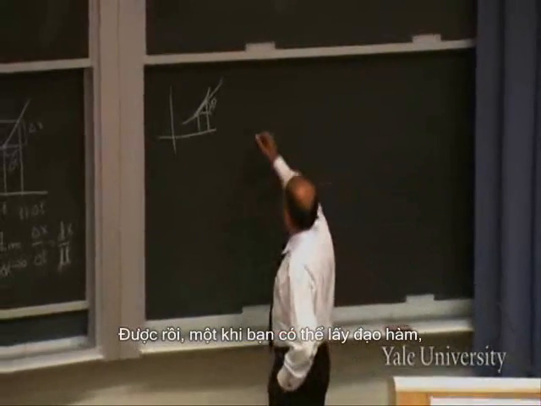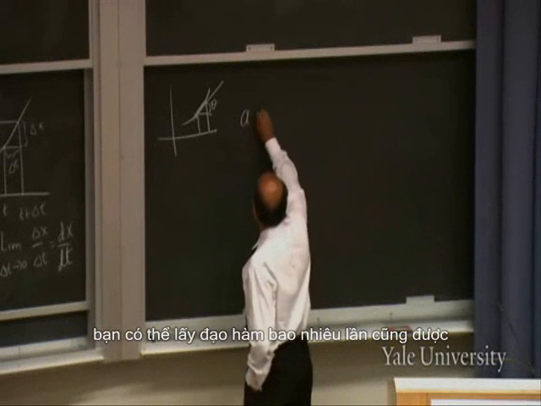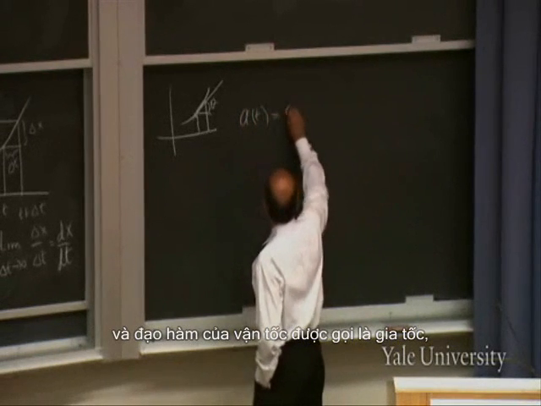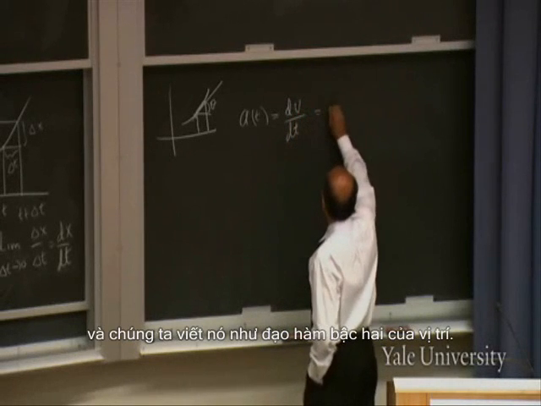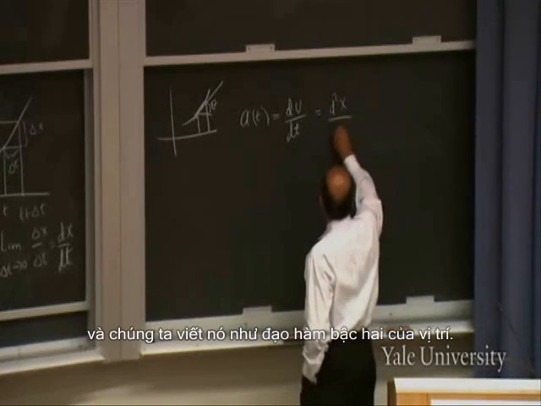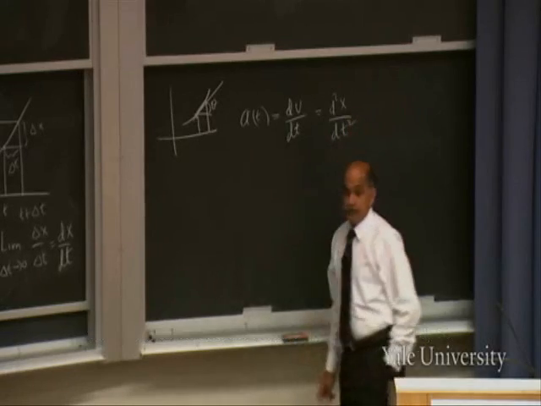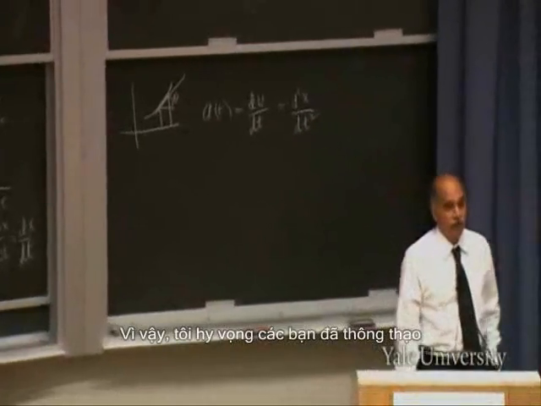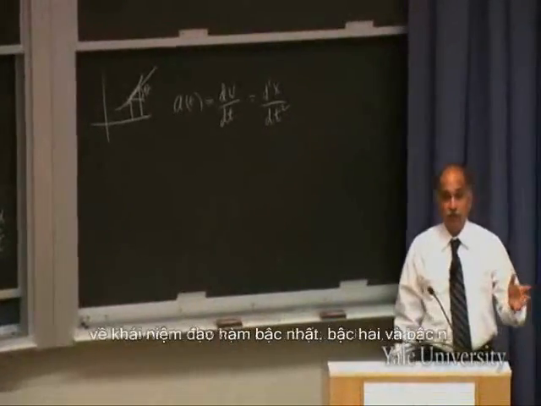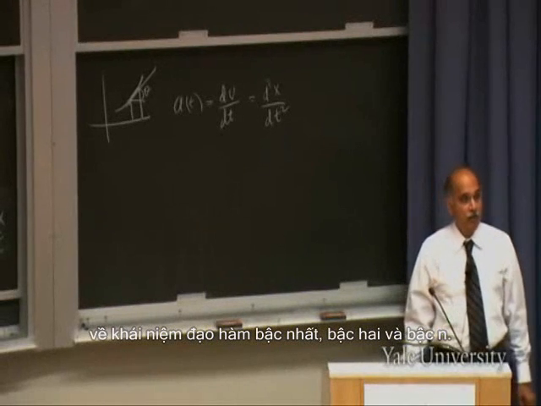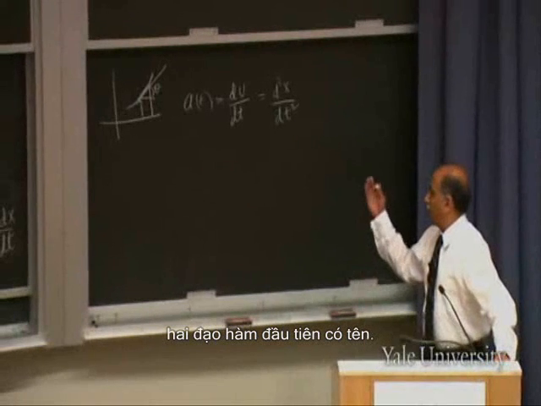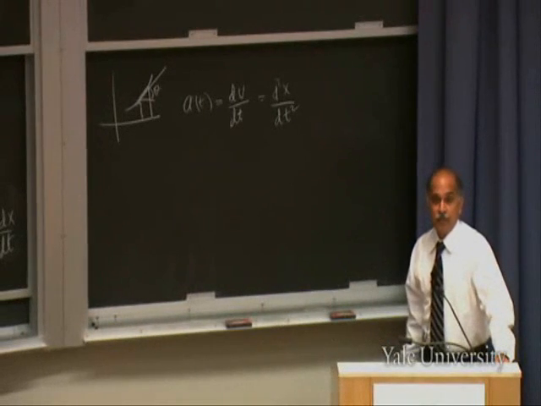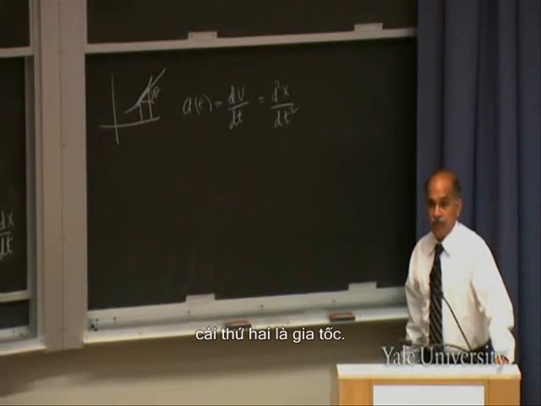Okay, once you can take one derivative, you can take any number of derivatives, and the derivative of the velocity is called the acceleration, and we write it as the second derivative of position. So I'm hoping you guys are comfortable with the notion of taking one or two or any number of derivatives. Interestingly, the first 2 derivatives have a name. First one is velocity, second one is acceleration.